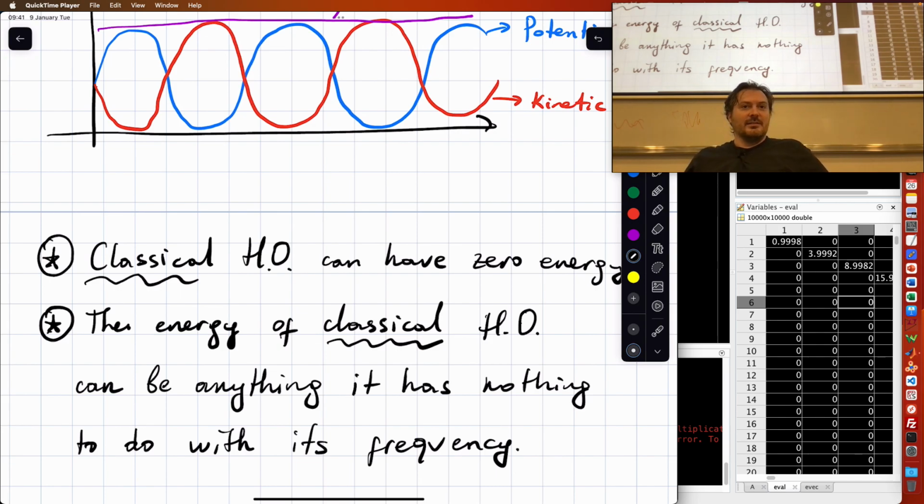Why? Well, in a harmonic oscillator I can have a softer spring which would take a longer time, or a harder spring which would take a shorter time, but I can put the same amount of energy into a soft spring or a hard spring. It doesn't matter. I would just pull this one less, pull this one more, and put in the same amount of energy. Any kind of energy can be put in a classical harmonic oscillator.